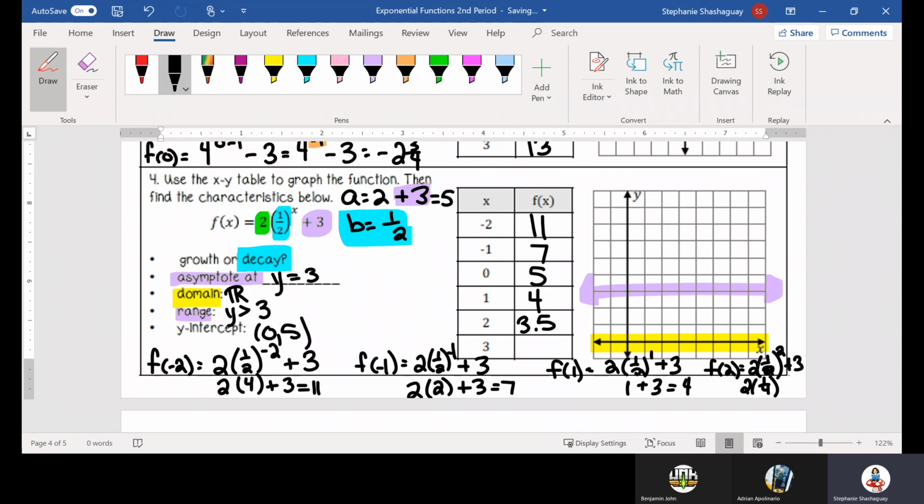I'm out of space. At 0, when my x is 0, my y is 5, so I'm going to plot that first. That's my y-intercept. When my x is 1, my y is 4. When my x is negative 1, my y is 7. And there is my function.